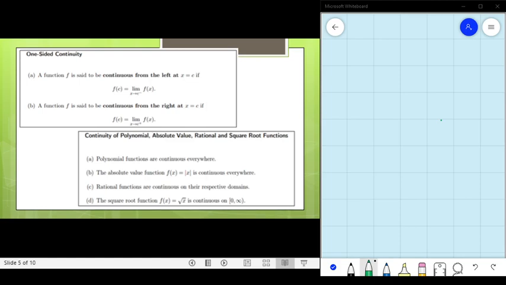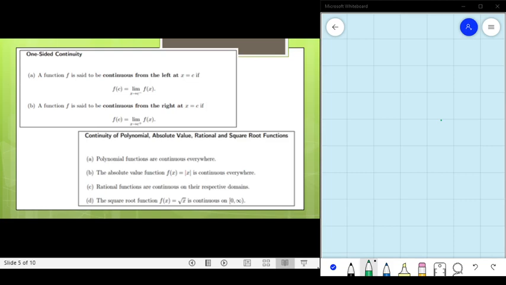Then we have also known facts on continuities of functions on intervals. Polynomial functions are continuous everywhere. So if the given is a polynomial, then it is continuous everywhere. It is continuous everywhere because there is no possibility that the function becomes undefined when we substitute a number. Since it is a polynomial, it is always defined, so therefore it is continuous everywhere.